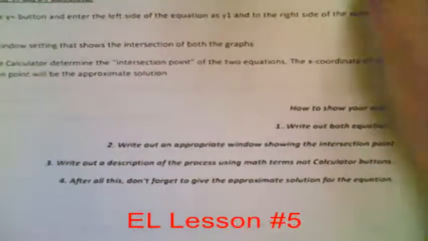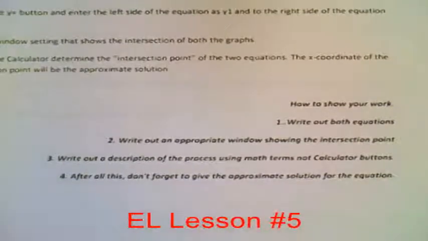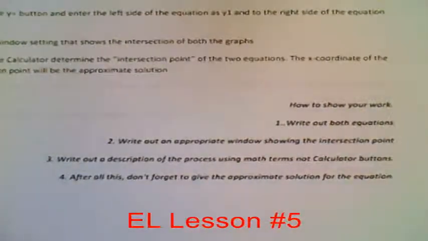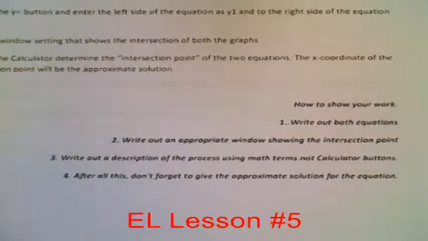Now when you're showing your work, you write out each equation. You have to tell whoever's marking your paper or your test that these are the two functions or two equations that I graphed. You have to write out an appropriate window setting. You have to write out a description. I use a canned description: I use the calculator to determine the intersection point. The x-coordinate is the solution. I just do the same thing every time because it encompasses everything. You can describe it however you want, but be careful not to go on and on.